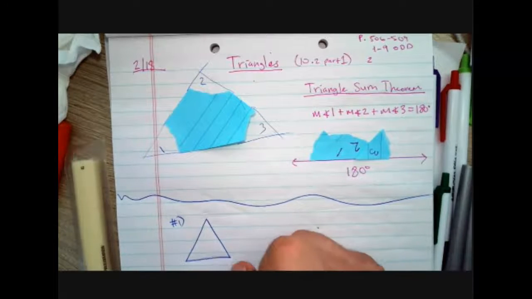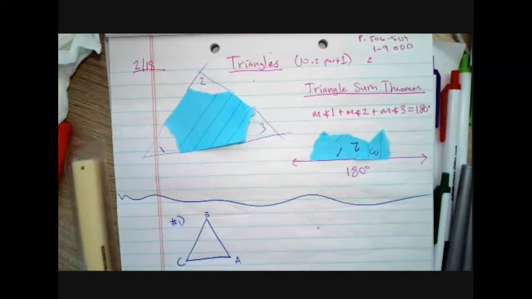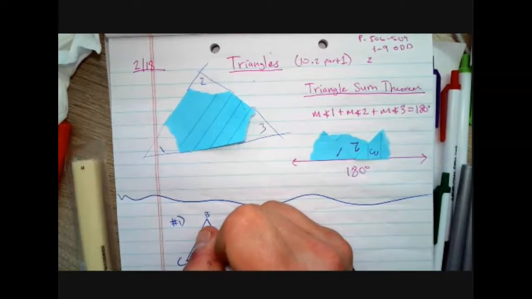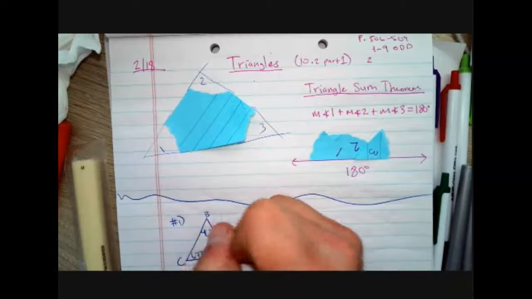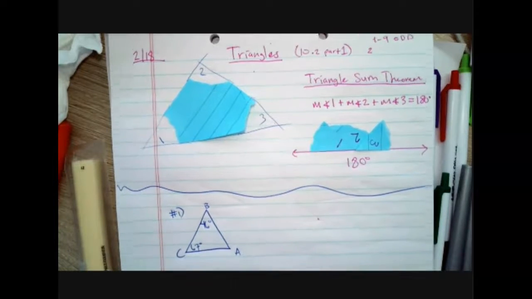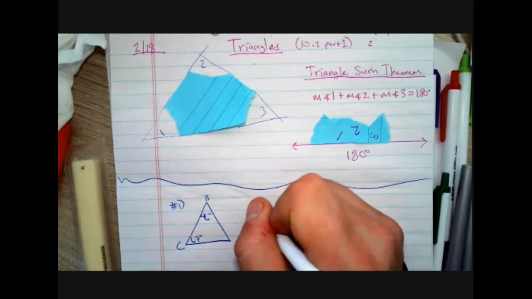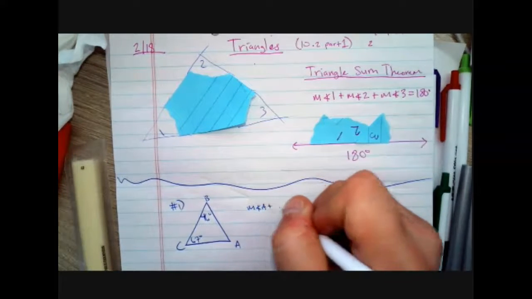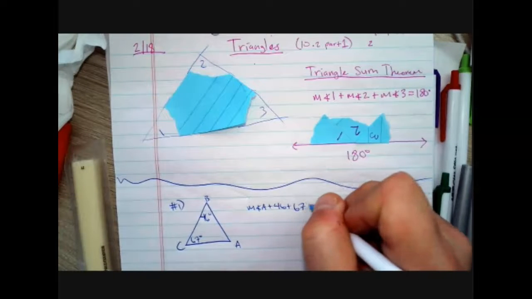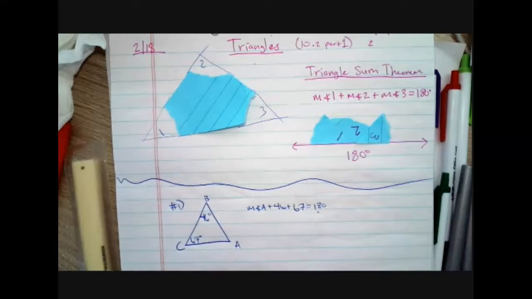So let's see here. I have triangle ABC, and I see angle C is 67 degrees, and I see angle B is 46 degrees, and hey, I know three angles in a triangle always add up to 180, guys, so I can add the measure of angle A plus the measure of angle B, which is 46, plus the measure of angle C, which is 67, and that always is going to add up to 180 if it's three angles inside of a triangle.